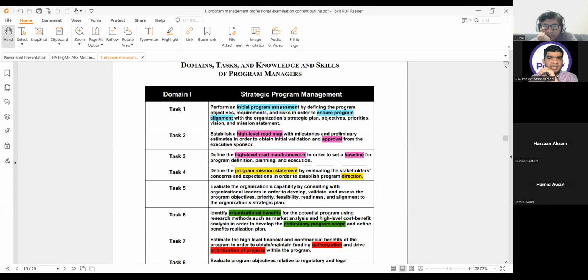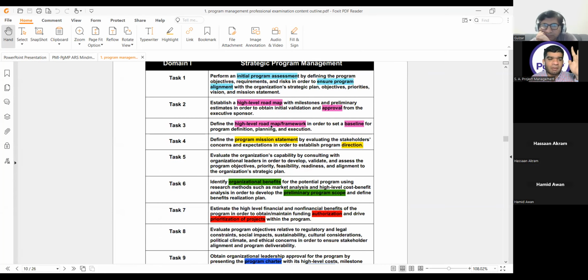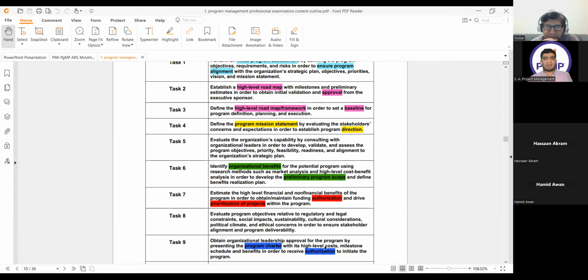If he is asking about the baseline document, for example, the answer would be high level roadmap. If he is talking about the initial program assessment, here he gave us program direction. So the answer cannot be a roadmap, chart, or any other thing, because this term program direction comes only from the exam content outline. This typical word is not in any other topic. Okay, is it clear to everyone? How the questions can come from the exam content outline? Okay.